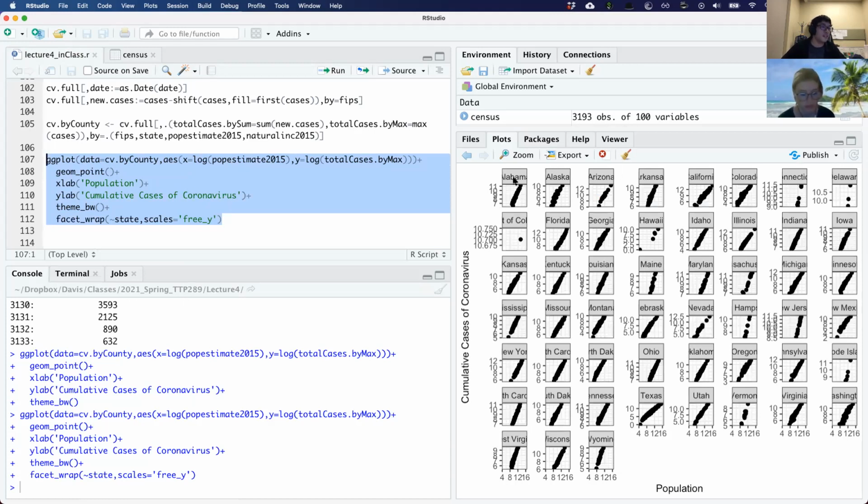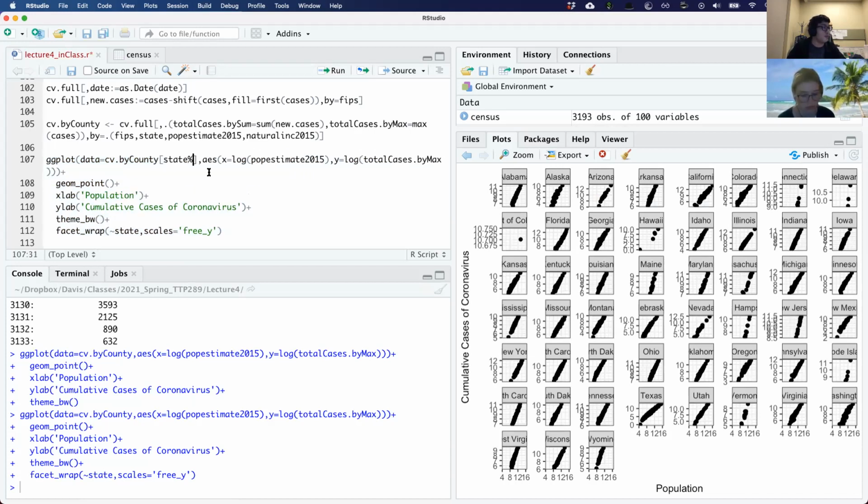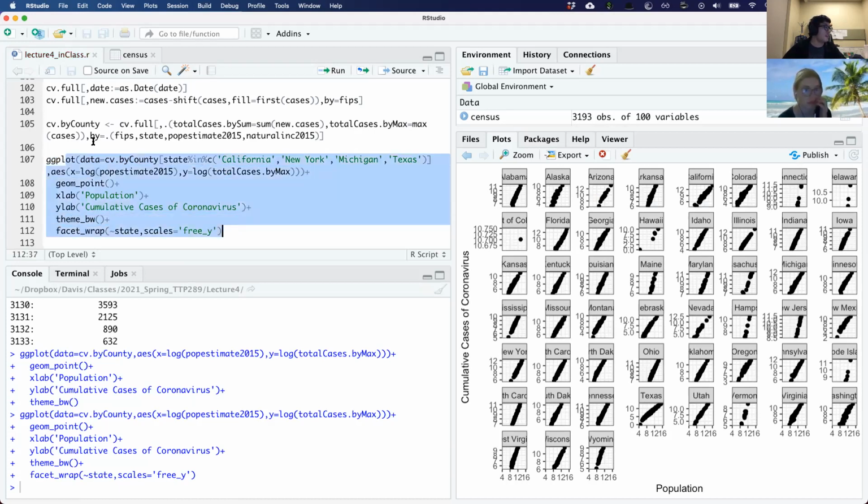Okay, so you can see that's quite a lot of states. Maybe it's a little bit harder to see exactly what's going on. So why don't we look at a couple of specific states. So let's say California, New York, Michigan, and Texas, a couple of the big states, right? So let's try that again.